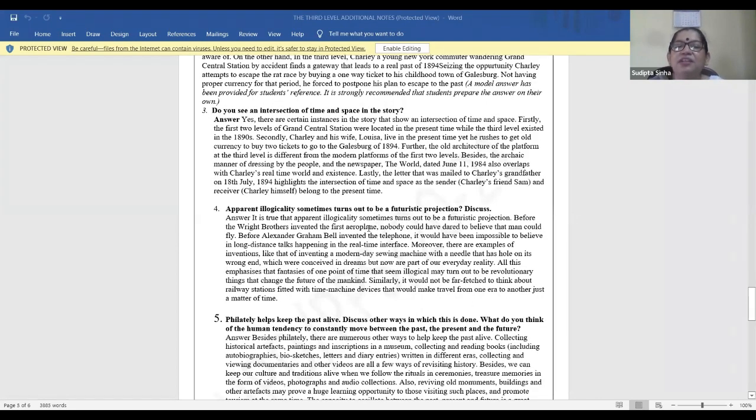Wright brothers invented the first airplane. Nobody could have dared to believe that man could fly. Before Alexander Graham Bell invented the telephone, it would have been impossible to believe in long distance talks happening in real time. Moreover, there are examples of inventions like the modern day sewing machine with a needle that has the hole on its wrong end, which were conceived in dreams, but now are part of our everyday reality. All this emphasizes that fantasies of one point of time that seem illogical may turn out to be revolutionary things that change the future of mankind.